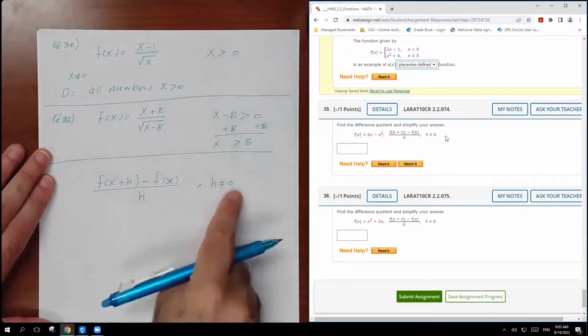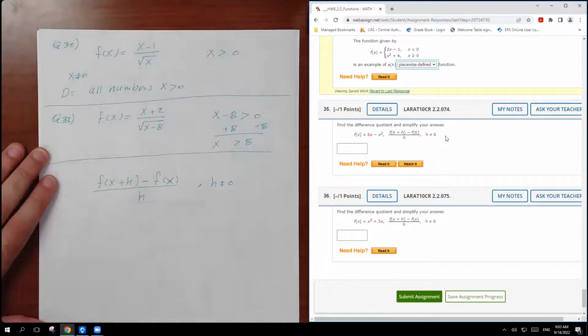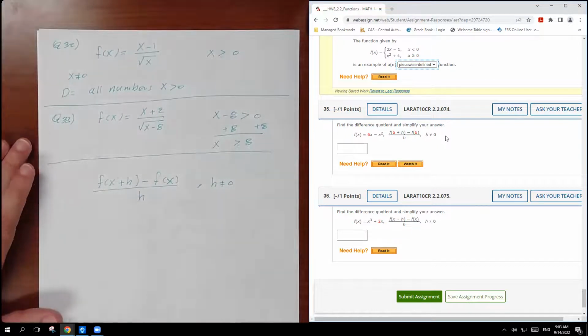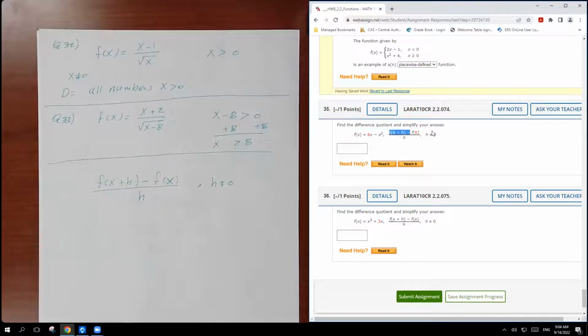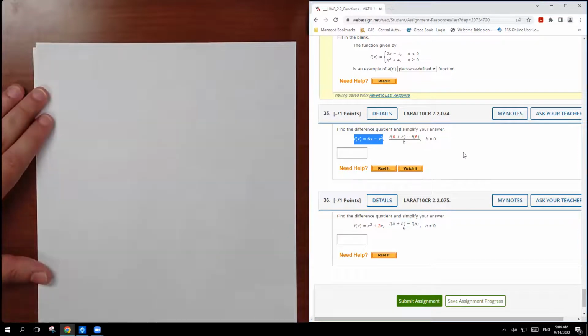There's always the condition h not equal to 0, because any number divided by 0 is going to be undefined. This one is called the difference quotient. So on the test, they're going to tell you to use the difference quotient. That means you have to use this one. Use the difference quotient to simplify. Here is our function. We're going to use this one.